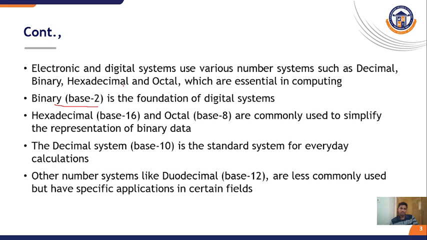Generally, these number systems are used in electronic and digital systems, which are very much essential for computing. Other than binary number, there are different types of number system: hexadecimal, octal, and decimal. Decimal is the standard number system that is used in everyday calculations. Hexadecimal and octal are commonly used to simplify the representation of binary data. Other than these, there are other number systems, such as base 12 or duodecimal number systems. These are less commonly used and have specific applications in certain fields.